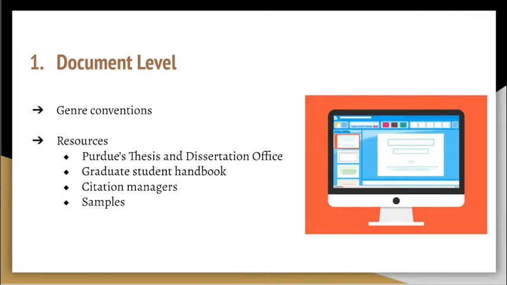You can also check out resources like the Purdue Thesis and Dissertation Office, the Graduate School Handbook, citation managers like Zotero or EndNote through the Purdue Library page, or try looking at sample documents from your academic discipline for more guidance on document-level concerns. Later this week, we'll talk about reverse outlining and genre analysis to continue thinking through document-level elements, so keep an eye out for that presentation.